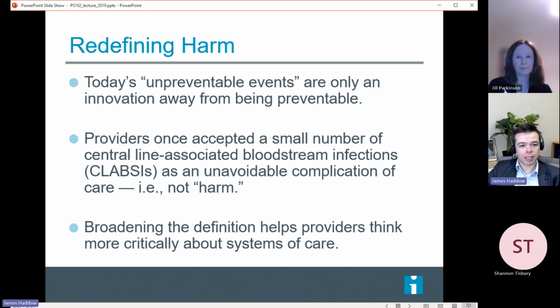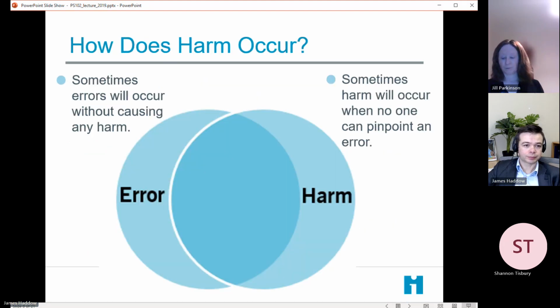At one time, we accepted that there was an infection rate that could happen, but now we've found out that you can almost reduce that down to zero if the right processes are in place, and it's about getting the system to follow those processes every time. So by using a broader definition, it helps us think of all the ways in which we can prevent harm happening to the patients. So how does harm occur?